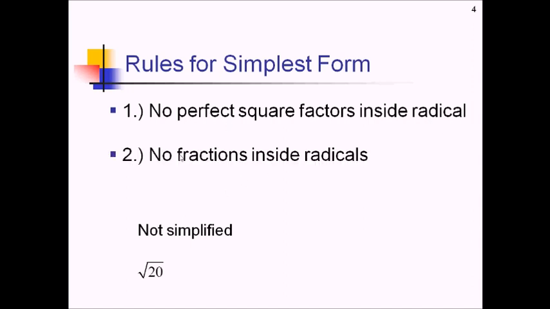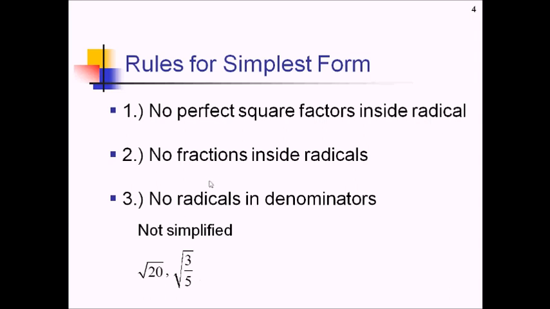One of these is that we're not allowed to have fractions inside radicals. So for example, the square root of 3/5, no good. We are also not allowed to have radicals in the denominator. So if you had 5 over the square root of 3, also not allowed. But we are allowed to have radicals in the numerator. Radical 3 over 5, totally good.